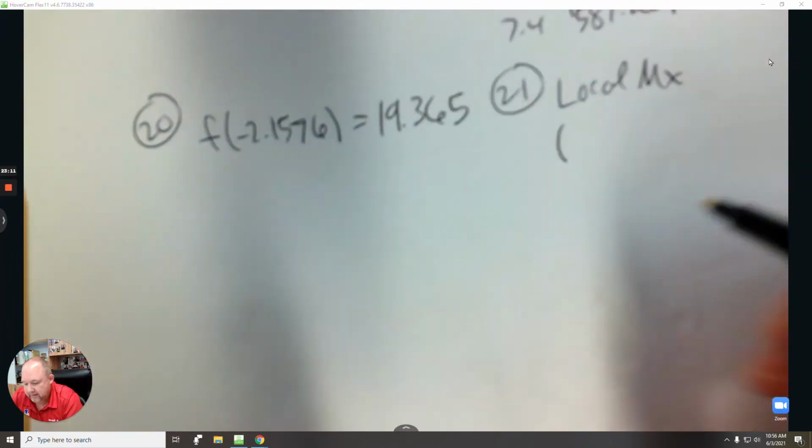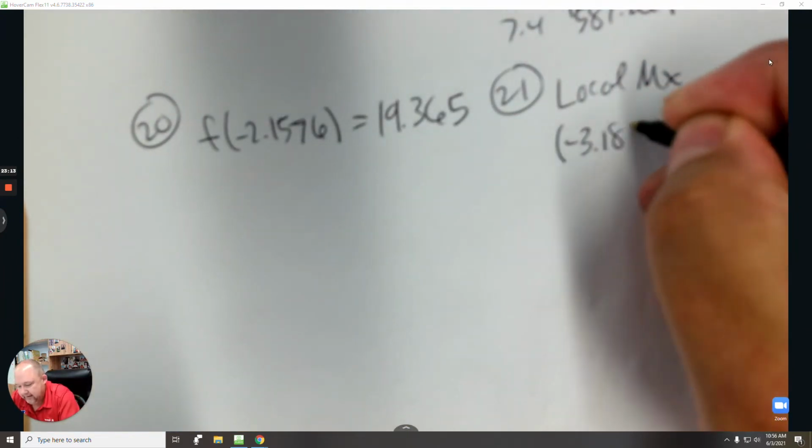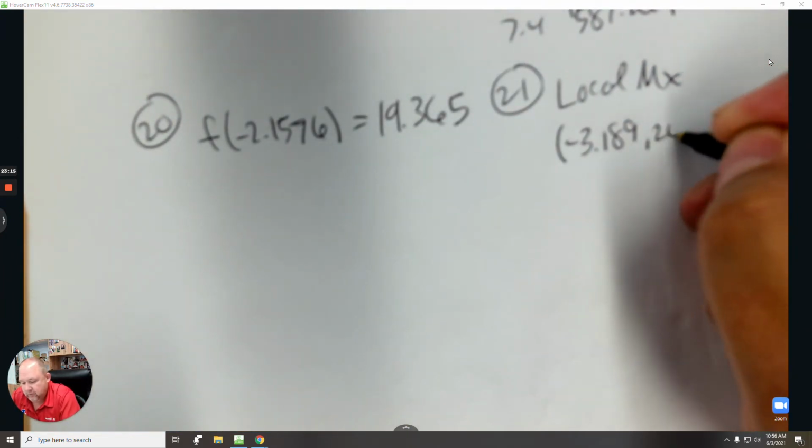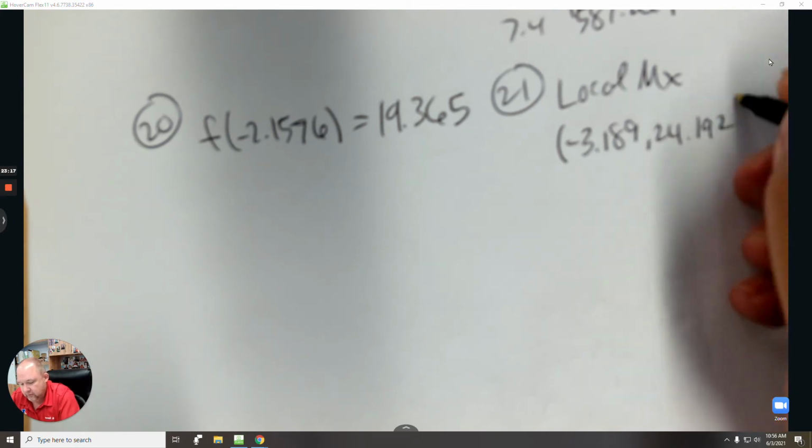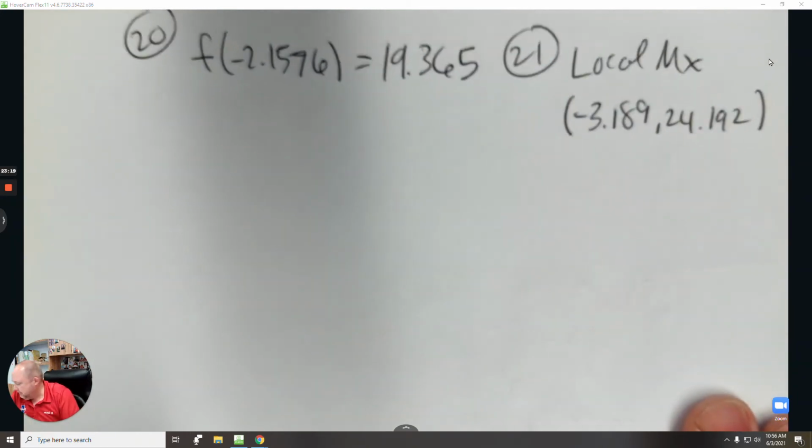So off the calculator, that's negative 3.189 and 24.192. So that's where the maximum is.